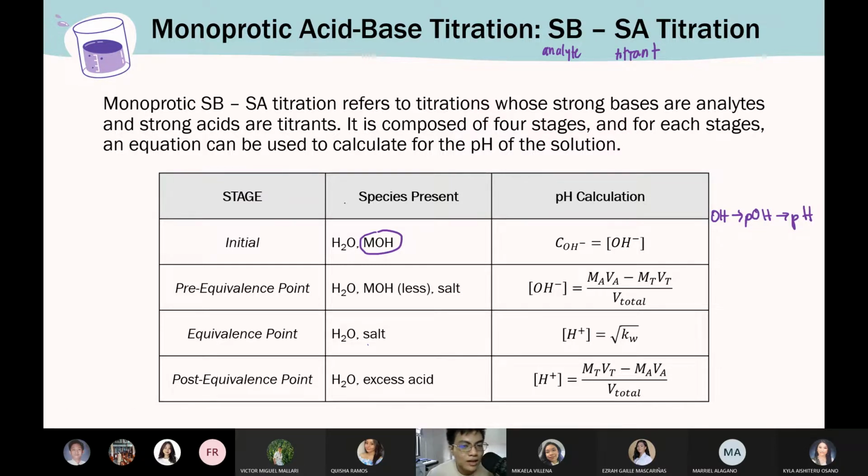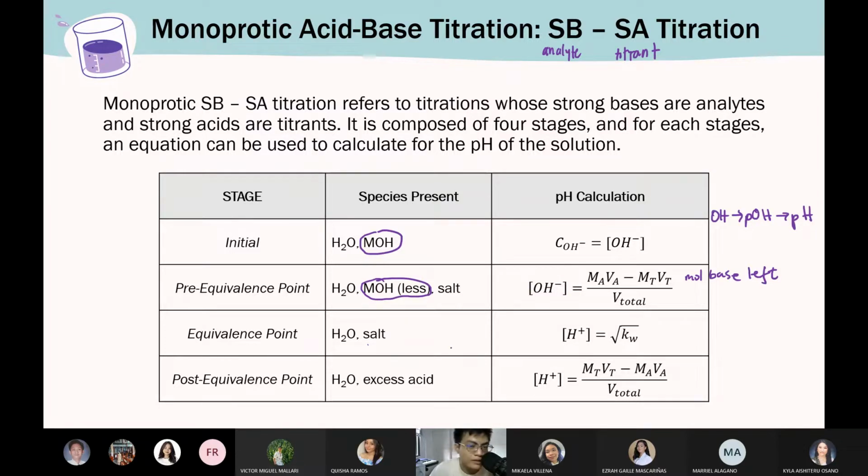At pre-equivalence, you are now adding acid. Meaning, pag nilalagay na ng acid, nababawasan na yung base. And just like what we did earlier, to get the amount of the base remaining, this is the equation: molarity analyte times volume analyte minus molarity titrant times volume titrant, over volume total. This equation will give you the moles of the base left, and divide it by the total volume, just like what we did earlier. But this time, makukuha mo is OH, kasi base yan eh. So OH yung makukuha mo. You have to convert to pOH, then pH.